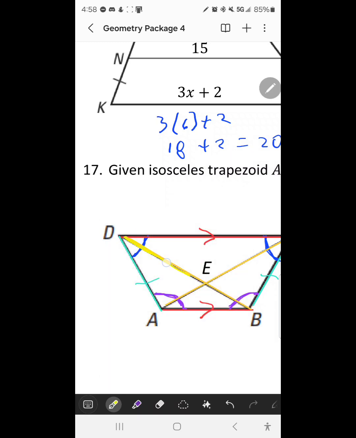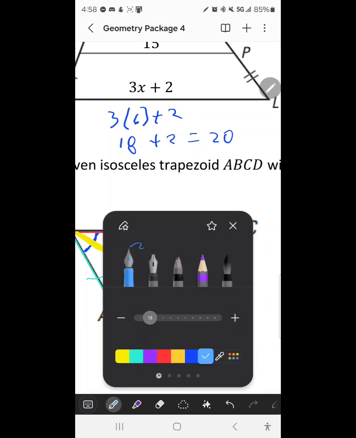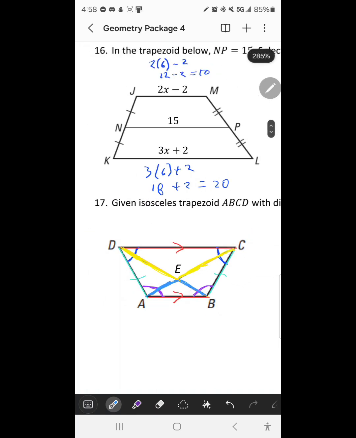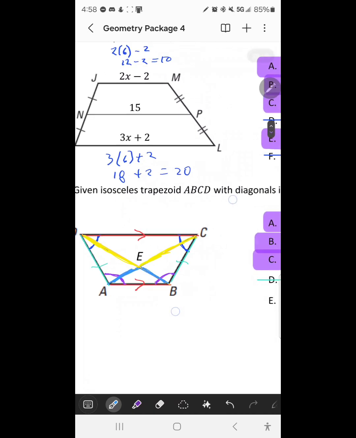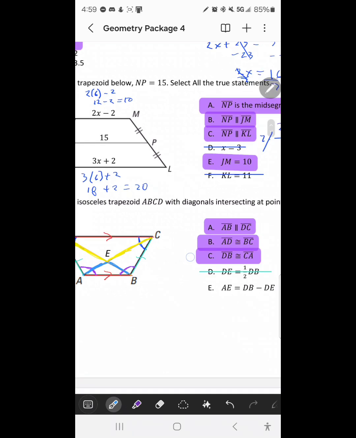This portion right here is going to be equal to this portion right here. And then this portion here will be equal to this portion here. Like, the two little sides will be equal, and then the two bigger sides will be equal to each other. So AE is this side.